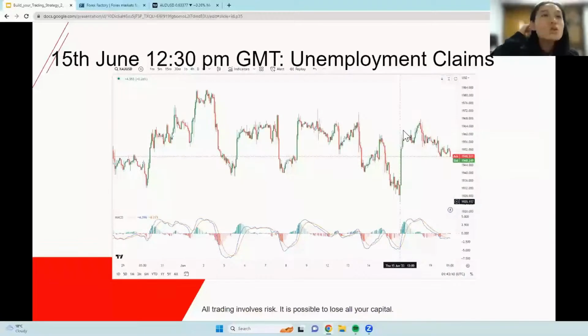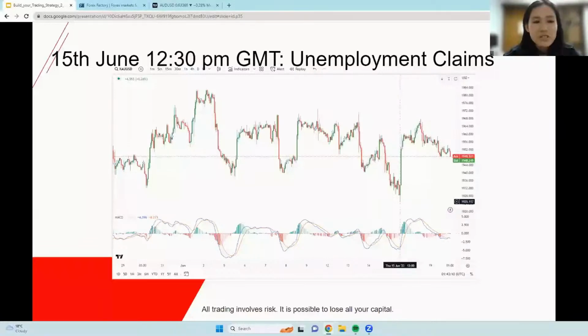Okay, so this is just because gold tends to be negatively correlated to the DXY. Tends to be, not always, but yeah. So that's why it's important to keep up with your fundamentals and take a look at these as well.